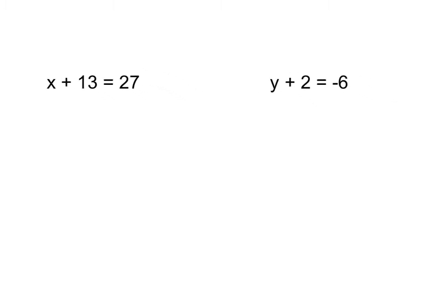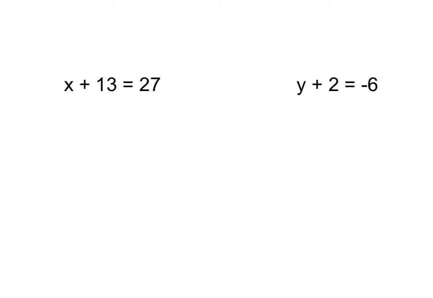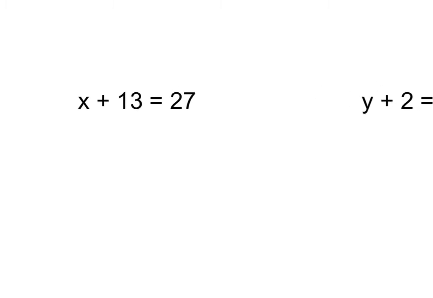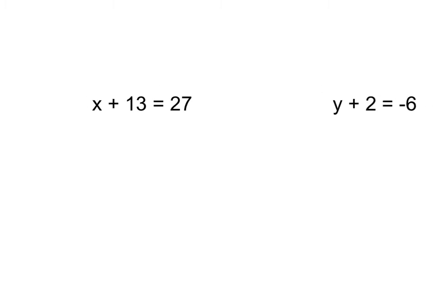We've got x plus 13 equals 27 and y plus 2 equals negative 6. Let's take care of this x plus 13 equals 27. So again, when we are trying to solve these equations, we want to look at the side with the variable, and that would be the left side in this case. What we want to do is isolate that variable, so we're getting the variable alone. In this case, it's x.